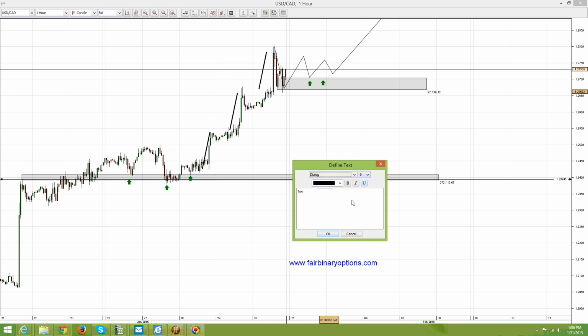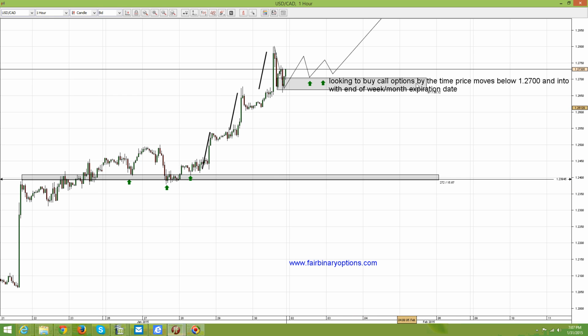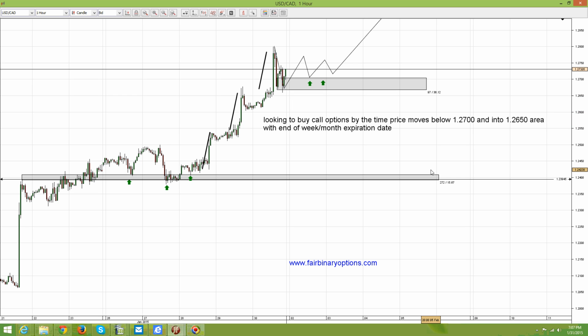So the trading plan is to buy call options by the time price moves below 1.27 and into 1.26, let's say 50 area, with end of week or month expiration date. Well, if anyone is giving you or is willing to give you 80% rate of return on an investment on a monthly basis, then this should be just fine.